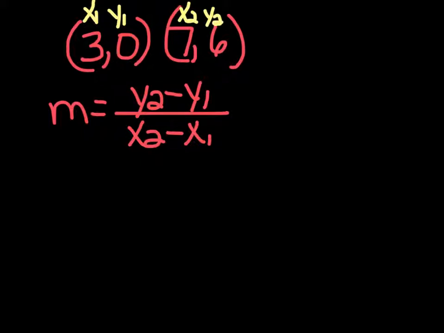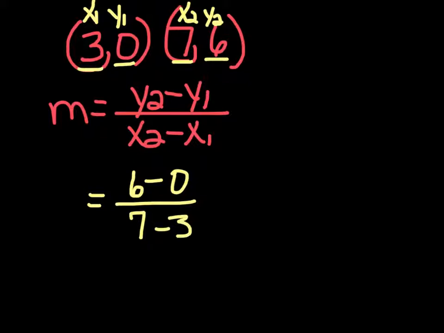All right, now it's just a matter of substituting the numbers in correctly. y2 is 6 minus y1 is 0, over x2 is 7 minus x1 is 3. Now we're just going to simplify. 6 minus 0 is 6. 7 minus 3 is 4. You want to keep your slope in fraction form, but reduce it if you can. 6/4 reduces to 3 over 2. Okay, so that's how you apply the formula.